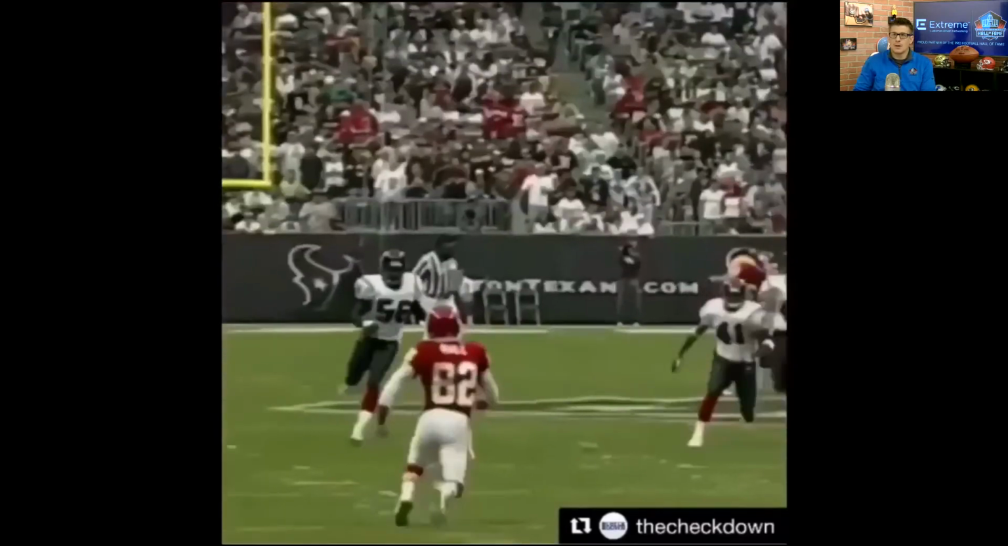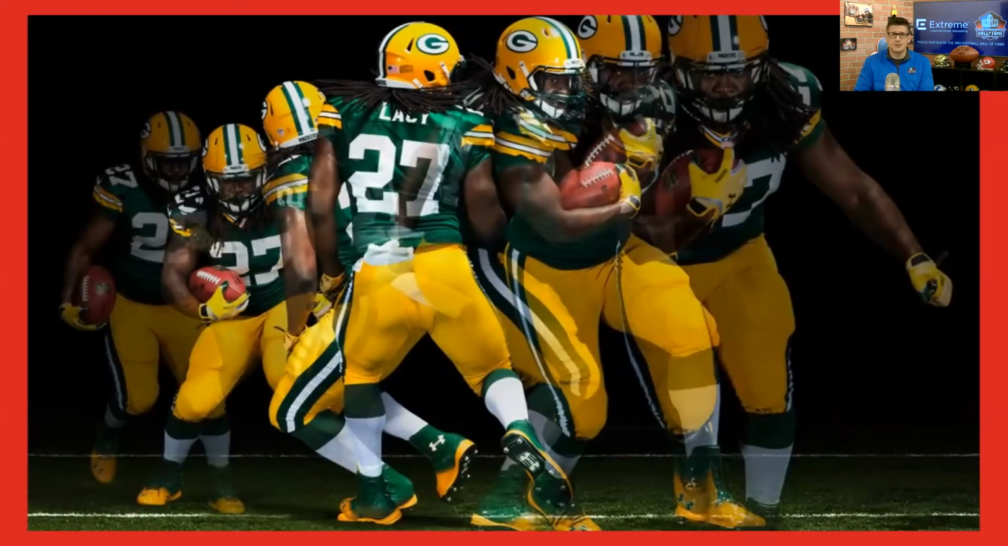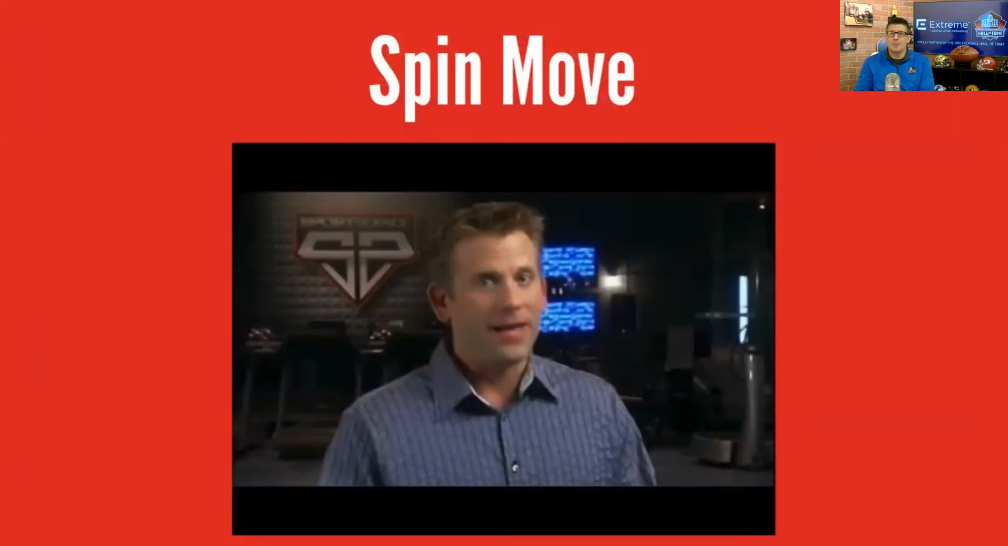Dante Hall. Okay, all right, so we'll look at circular. So we saw some circular there. We saw a spin move, as you can see. Running backs do a spin move. You saw Barry Sanders use it. You also saw Dante Hall use that. But a lot of people don't realize there's some defenders that use it as well. And one of the very best ever at the spin move was a guy by the name of Dwight Freeney. Let's look at the science behind that spin move.